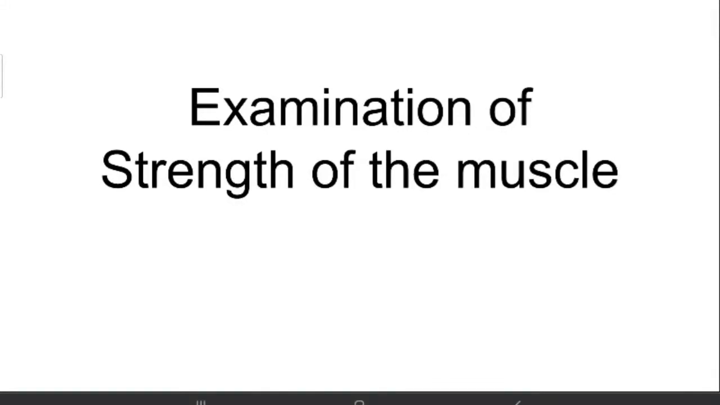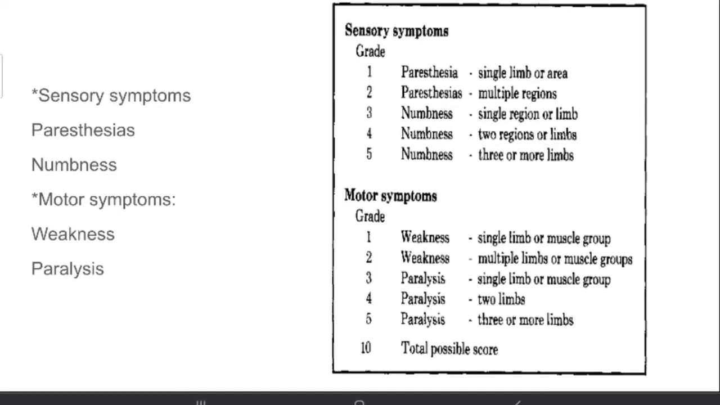Hey everyone, today we'll be talking about examination of strength of the muscles. Before examination of the strength of the muscles, we have to look at the presentation of the patients. A patient might present to you with sensory symptoms or motor symptoms. What are sensory symptoms and motor symptoms? The sensory symptoms are paresthesia and numbness, and the motor symptoms are weakness and paralysis. So these are the presentations of sensory and motor symptoms.